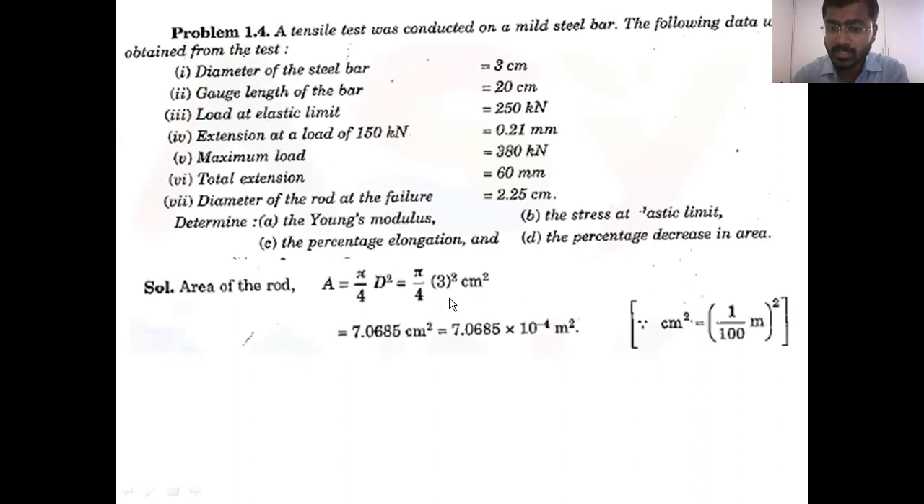So you have to take with your 3 centimeter. So the area you will be getting is 7.068 centimeter square. If you convert into meter, it is equal to 7.06 into 10 to the power minus 4. Here you can check how I make it 10 to the power minus 4.